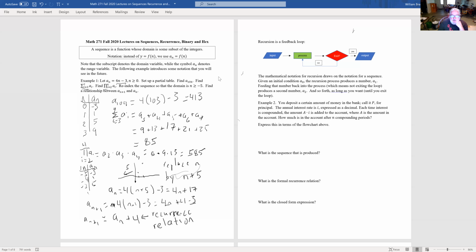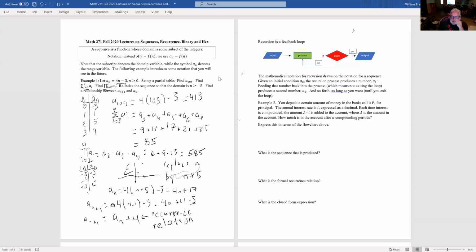So what is recursion? Recursion is a feedback loop. It looks like this, more or less. You take your input, you have some process. Do you exit? Well, if the condition says exit, you exit. If not, you go back and you repeat the same process. This is an important part about recursion. You repeat the same process. You just keep going until you get to your exit condition, and then you leave.